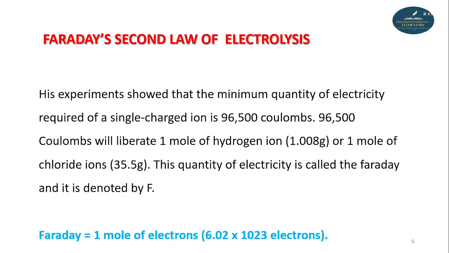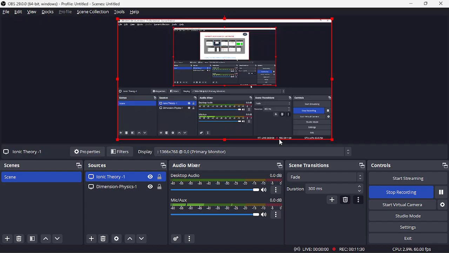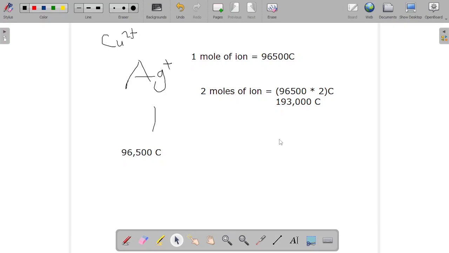So now let's proceed. Let's take Faraday's second law of electrolysis again. His experiments showed that the minimum quantity of electricity required of a single charged ion is 96,500 coulombs. 96,500 coulombs will liberate 1 mole of hydrogen ion, and it has been explained here that a single charged ion liberates 96,500 coulombs.